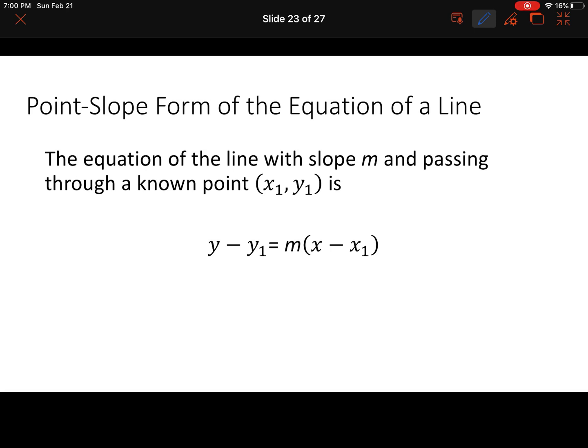Point slope. Point slope is the equation of a line with slope m and passing through a known point. This particular version for the equation of a line will be used often throughout algebra and calculus. It will be used often.